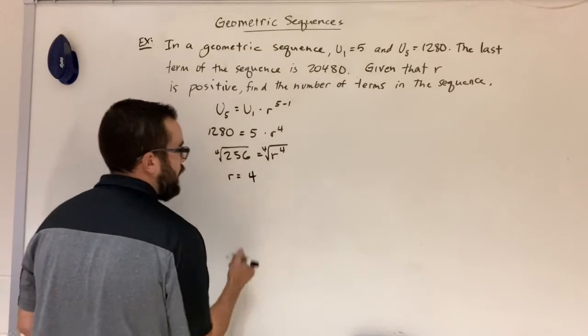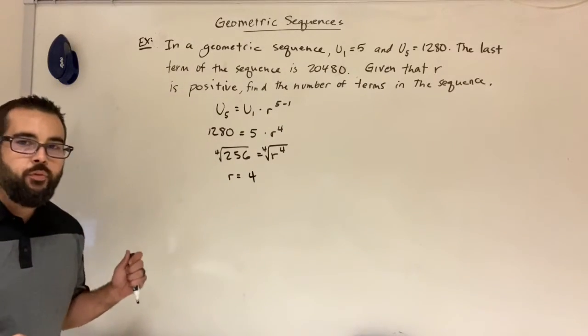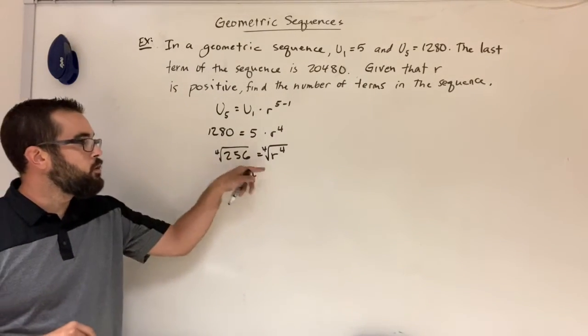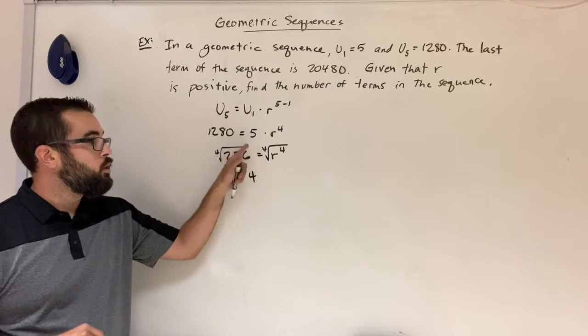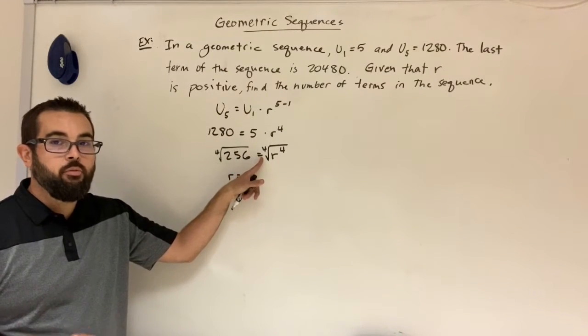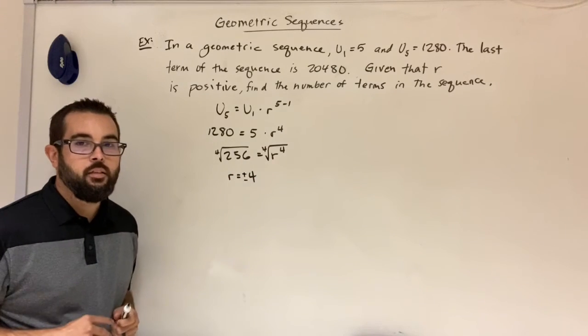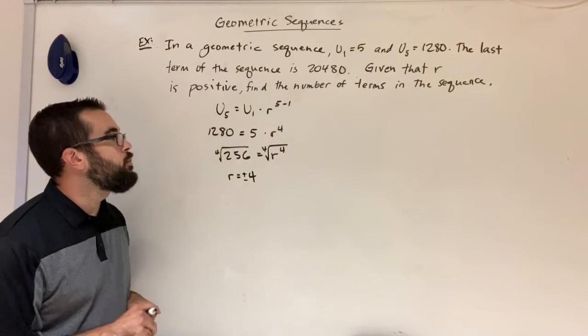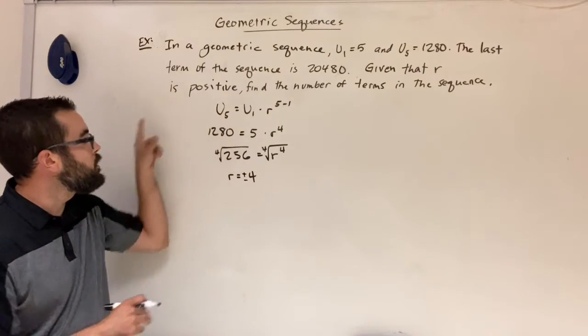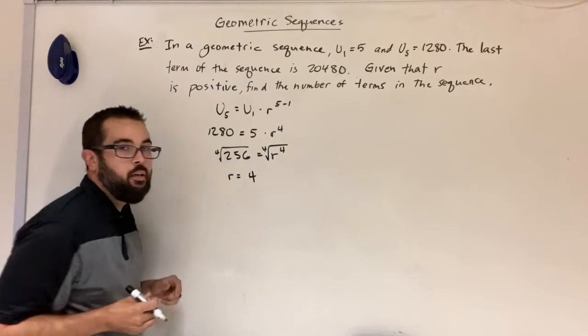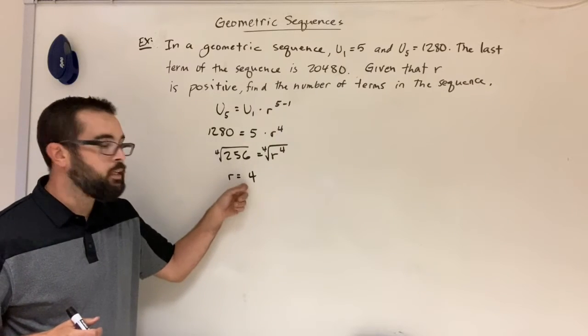4. Now I'm going to pause here because hopefully in algebra you learned when you took a square root or an even root, so square root, 4th root, 6th root, you could end up with plus or minus this value. However, in the problem they tell us that R is positive, so we don't have to worry about it possibly being negative. It's going to be positive 4.